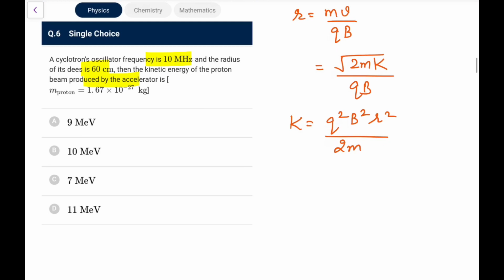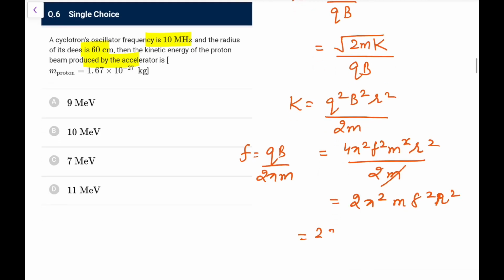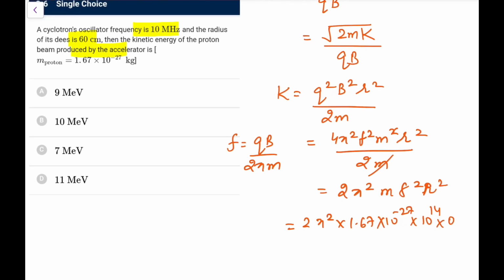Okay, and what you have, this frequency. The period is 2 pi m by qB, so the frequency is qB by 2 pi m. So putting in this value, I can put this q square B square as 4 pi square f square m square r square upon this 2m. So 1 m gets cancelled. This is 2 pi square m f square r square, radius square. That is what we have got. So now substitute the value. 2 pi square, m is 1.67 into 10 to the power minus 27, f square, 10 megahertz, 10 to the power 7, that is 10 to the power 14, and r is 0.6, squared 0.36.